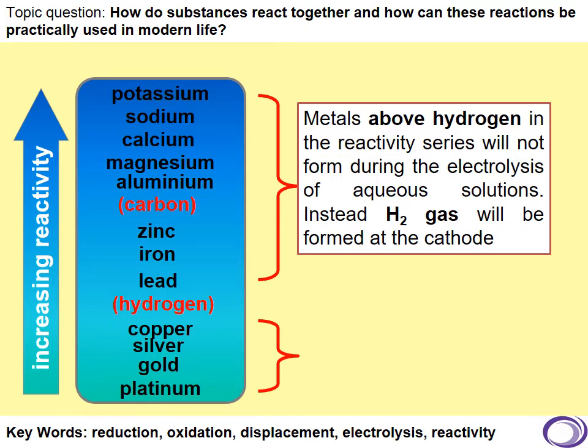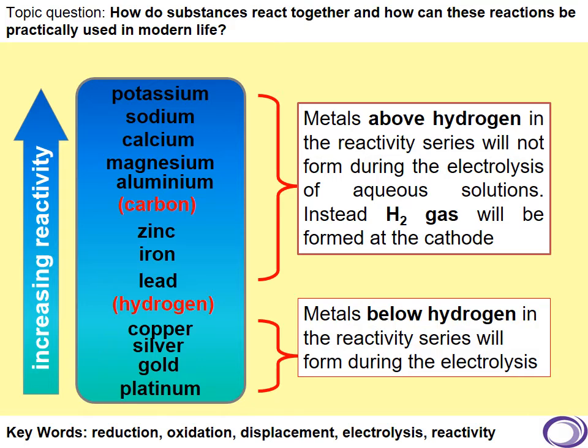If we look at the elements below hydrogen then, in this case, hydrogen is more reactive, so more likely to lose its electron, and in which case the metals below hydrogen in the reactivity series will be formed during electrolysis.